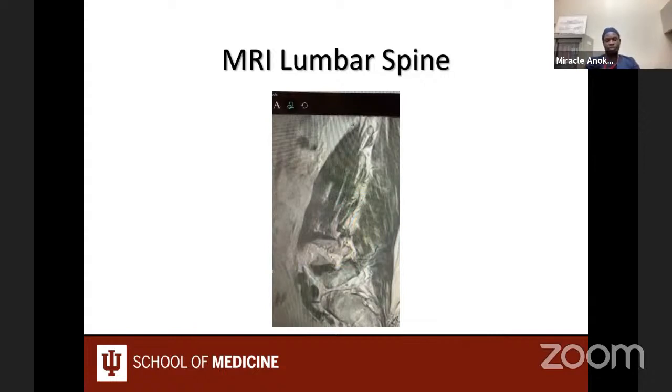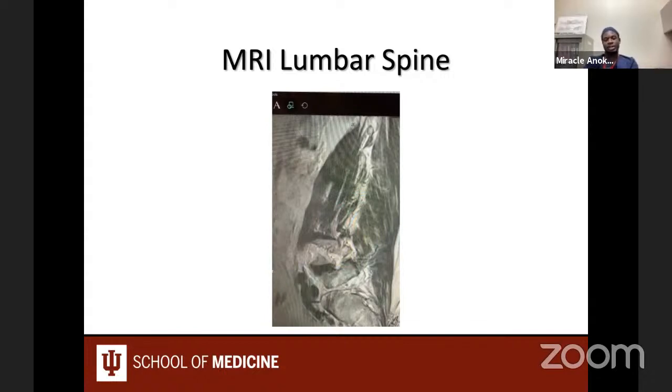So there are several things you can do. One is determine if this is emergent or non-emergent. This is non-emergent, so I don't need to rush anybody to the operating room today, in the next week, or probably even in the next month, 2 months, 6 months, or even in a year, okay? However, I don't want this patient living with this issue for longer than they have to.